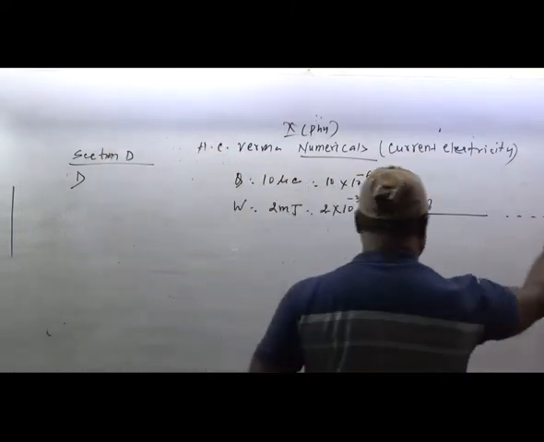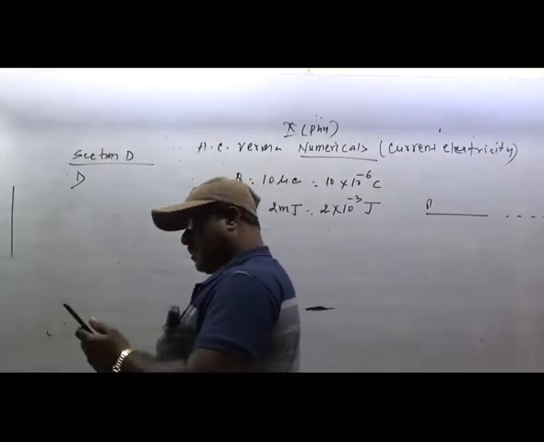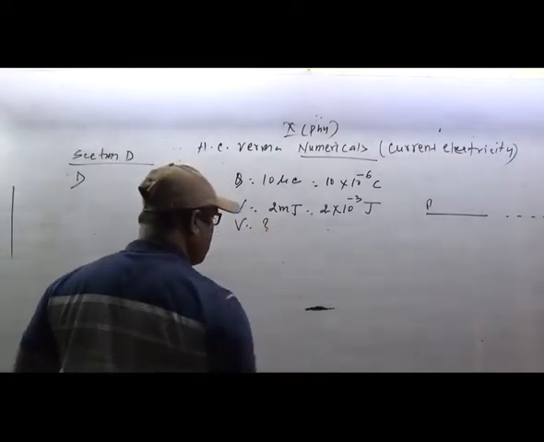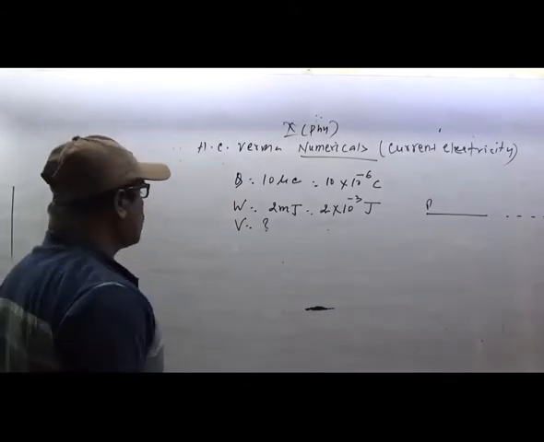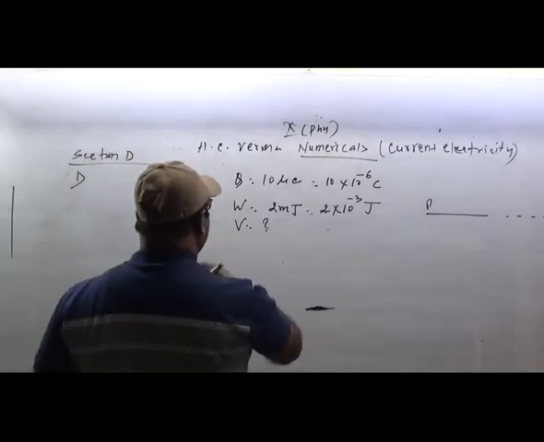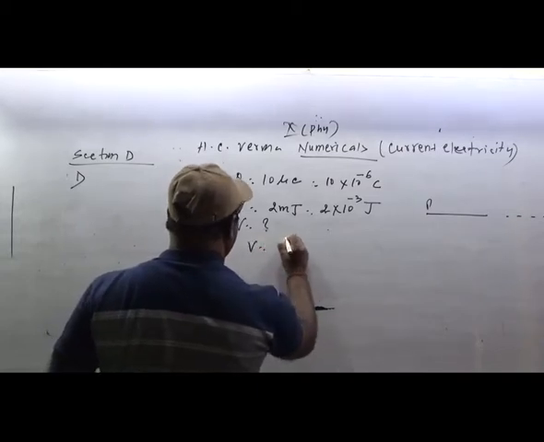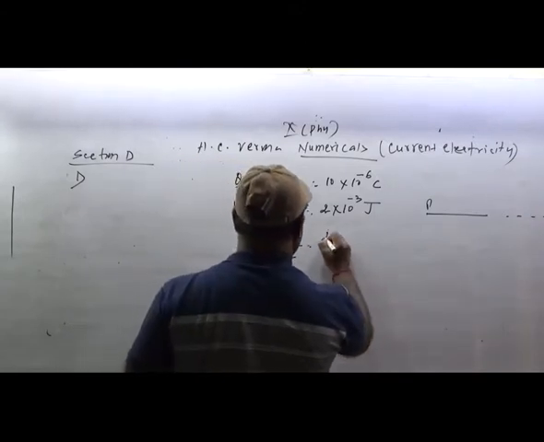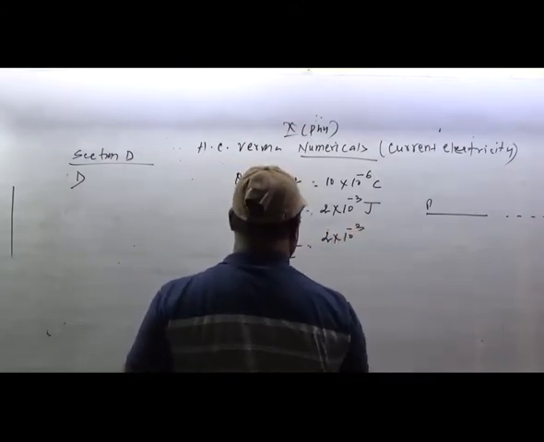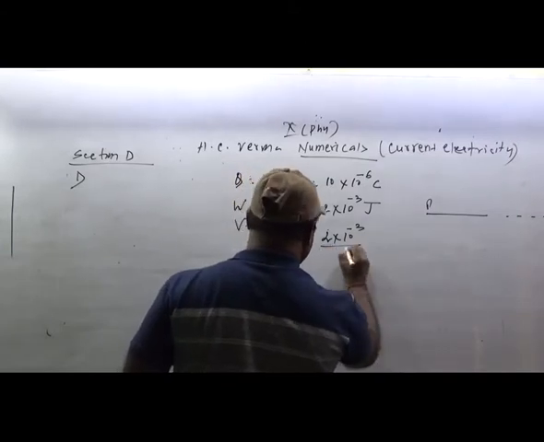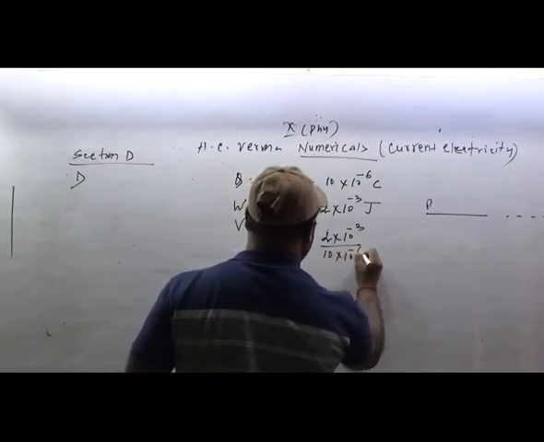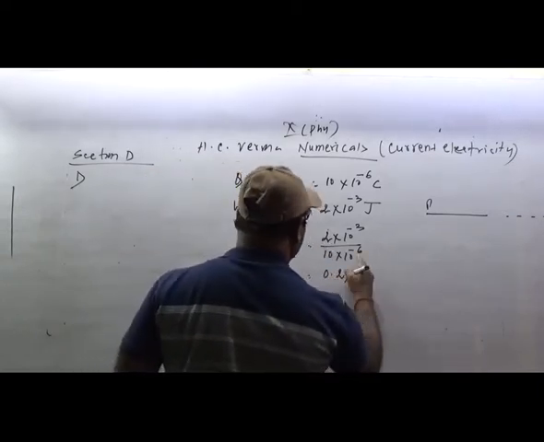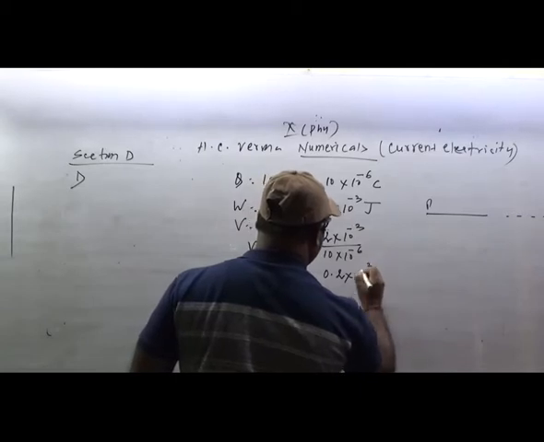We have studied this in potential difference. What is the potential at P? This is the question. V, simple formula, V is equal to W by Q. W is how much? 2 into 10 to the power minus 3. And Q is 10 into 10 to the power minus 6. It is 0.2 and here it is 10 to the power 3.